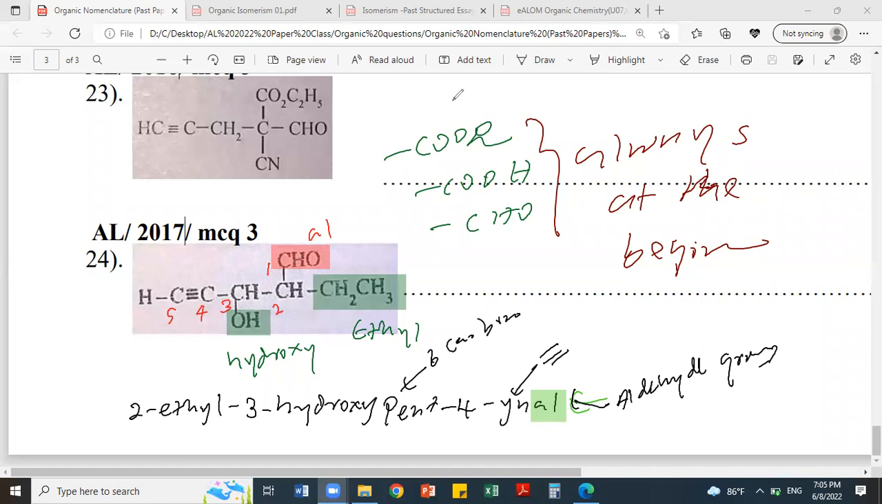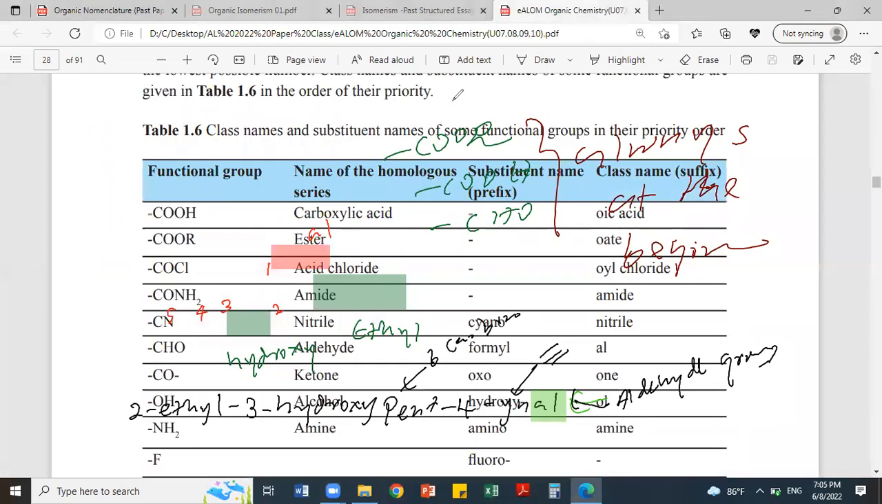Look at the priority list in the resource book. CHO is above, OH is below. CHO, the aldehyde group, that is al. OH comes below that, alcohol group, hydroxy. That's why hydroxy becomes the side group and al becomes the main functional group. So you can't write formyl when this becomes the main functional group. Is that clear? Did you get it?